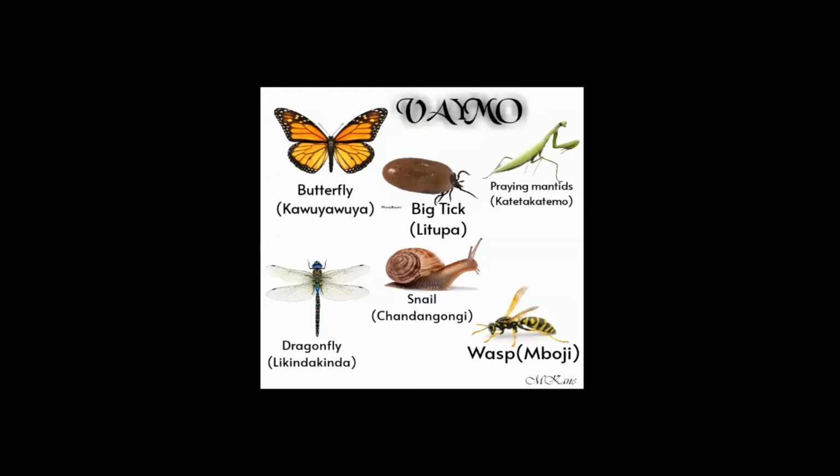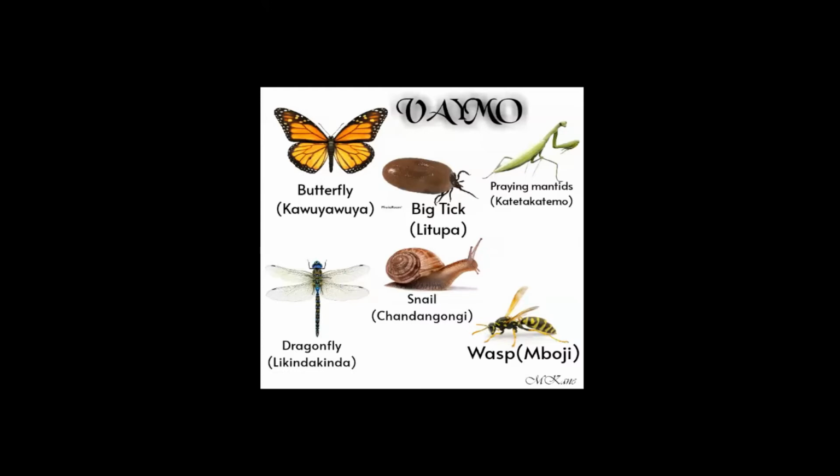So big tick, litupa. I said these are mainly found on cattle. That's where you can find this big tick. Those found on dogs are small ticks.